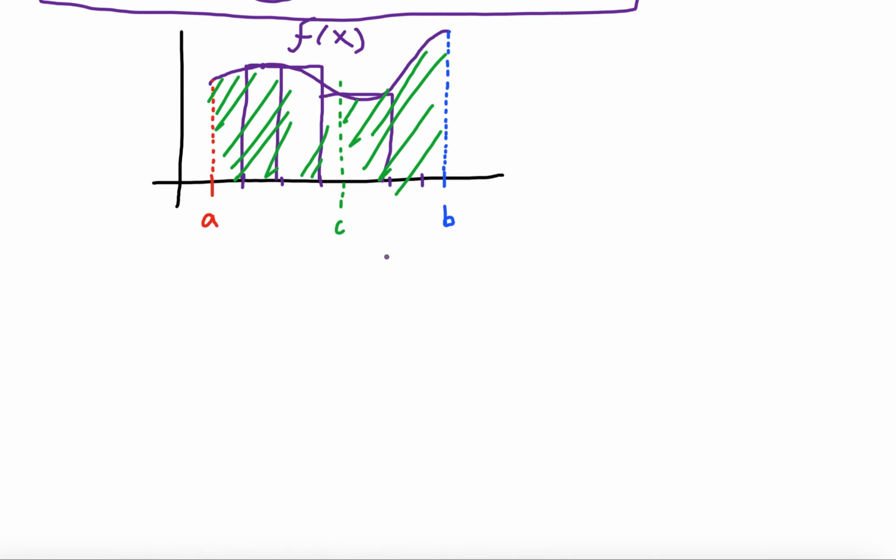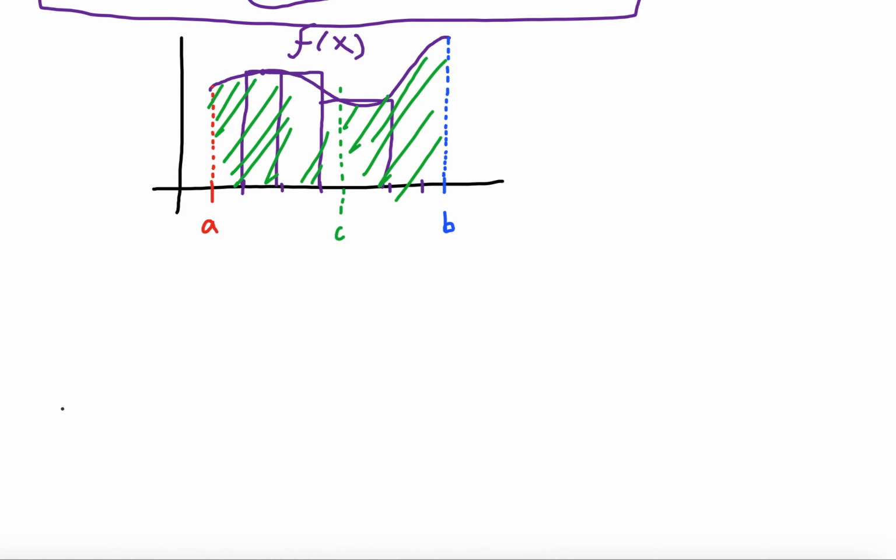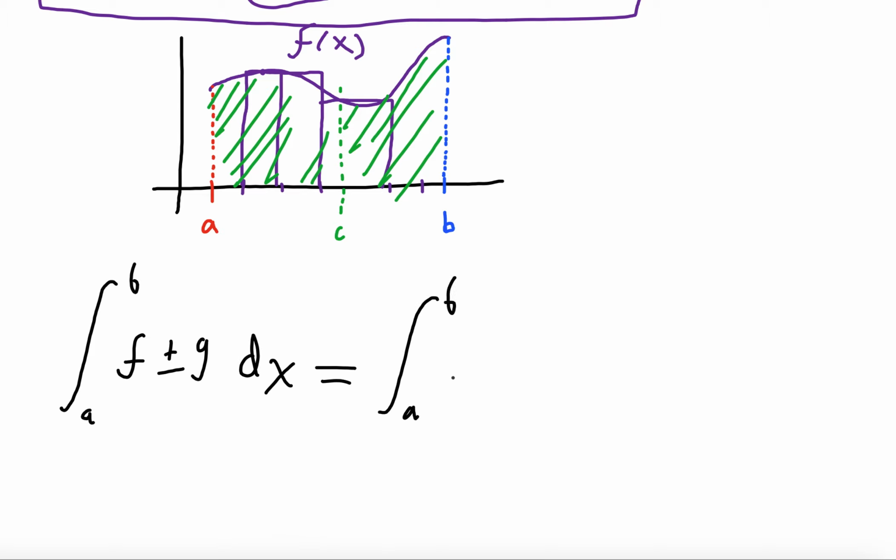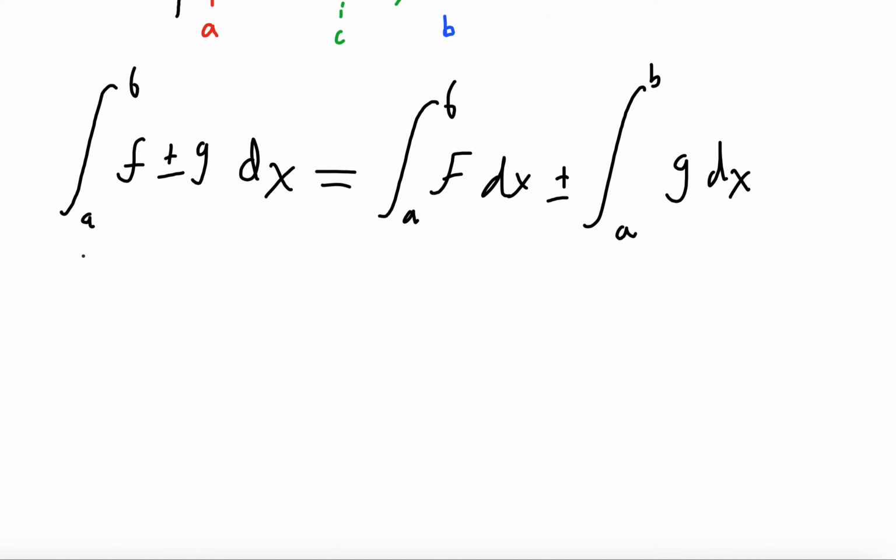Okay, so let's get into linearity. We want to show that the integral from a to b of f plus or minus g of x dx should equal the integral from a to b of f dx, plus or minus the integral from a to b of g of x dx. When I write f plus or minus g without any variables, it's assumed that they're in the variable x. So let's show this by starting with the right-hand side.